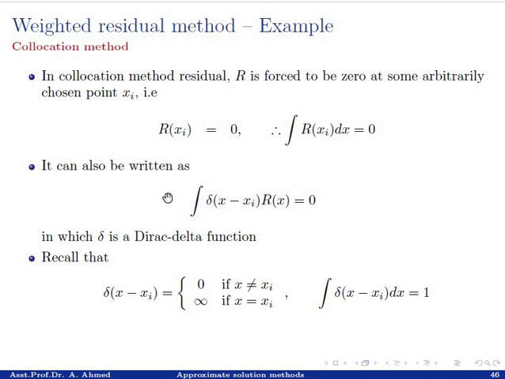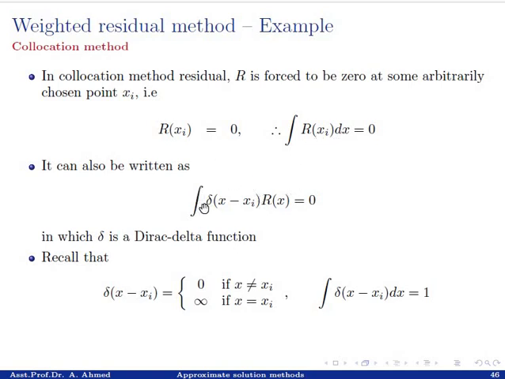If I would like to represent it in the form of a weighted residual formulation, I can multiply the residual with a Dirac delta function. The Dirac delta function has the property that its value is 0 if x is not equal to xi, and if x is equal to xi, its value is infinity, and the integral of the Dirac delta function is equal to 1. So this equation is exactly similar to this equation, but now we would like to represent it in the form of weighted residual, so that's why we represent it in an alternative form.